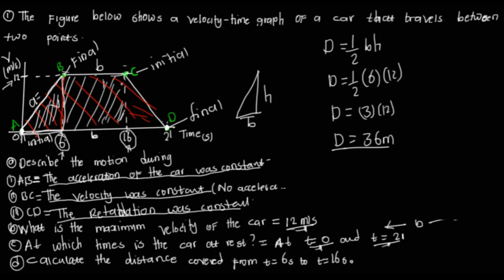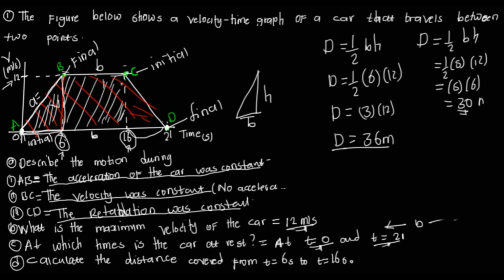Now B to C, we already calculated the distance from B to C. So let's just find the distance of CD. CD also is a triangle. So this is half b h. Half our b here, from here up to there, is 5. Our height is 12. Then half of 12 is 6. 6 times 5 is 30.